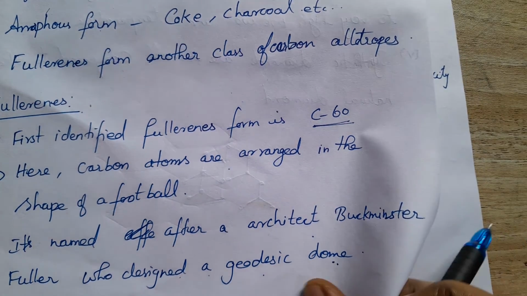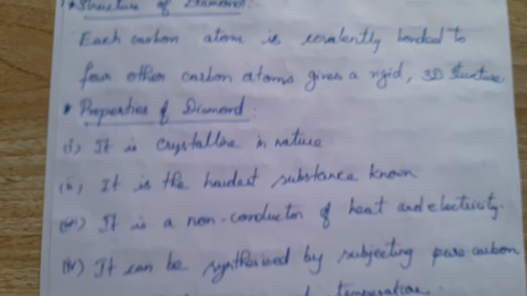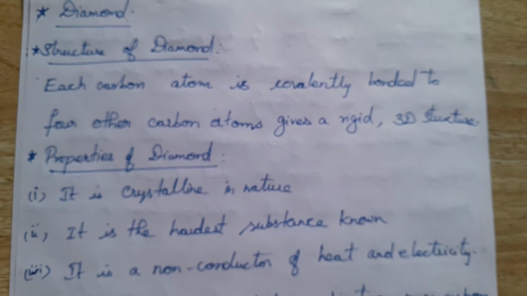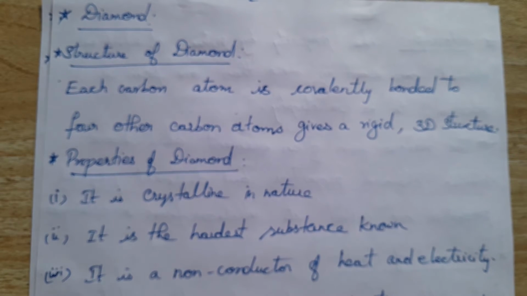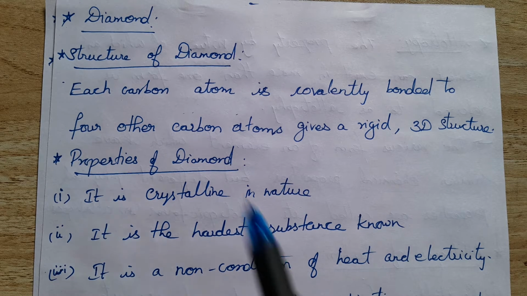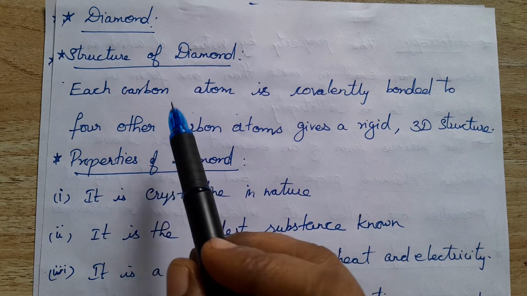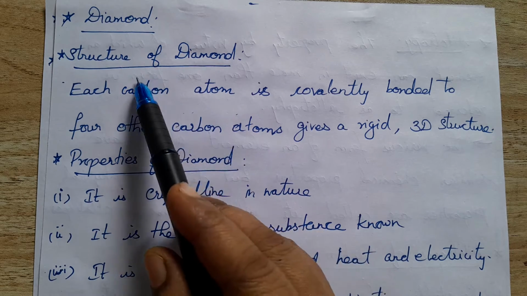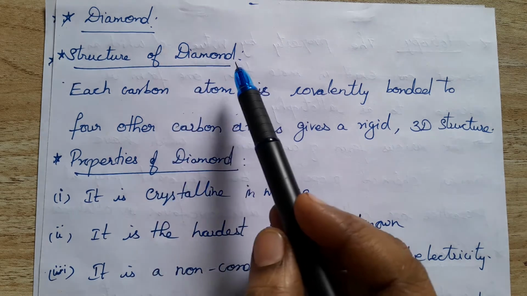Next we'll see about the diamond. Because of this difference in the physical nature, they have different properties. Graphite as well as diamond are totally different. They have different physical properties based on the structure. So we have to see what is the type of structure in the diamond and graphite.